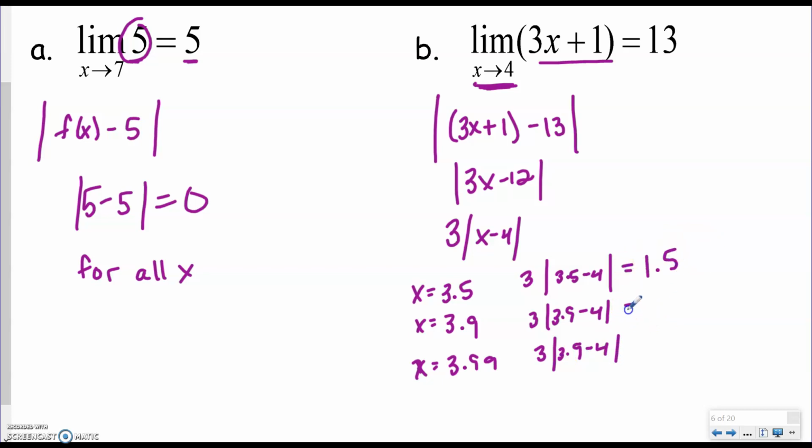So 1.5, 0.3, 0.03. So those are getting closer and closer to 0. Just verified.